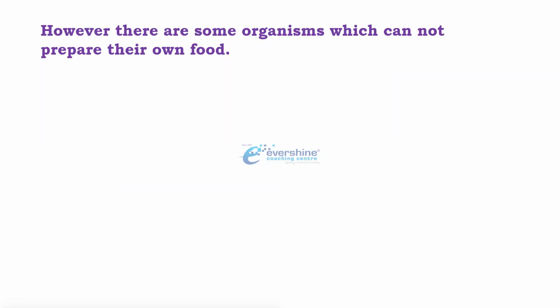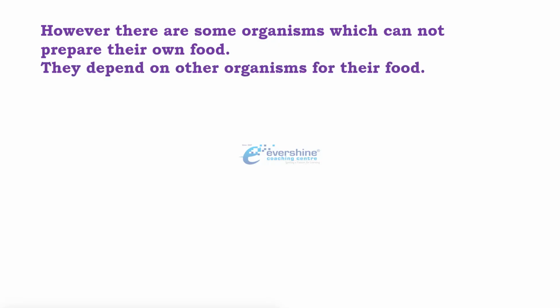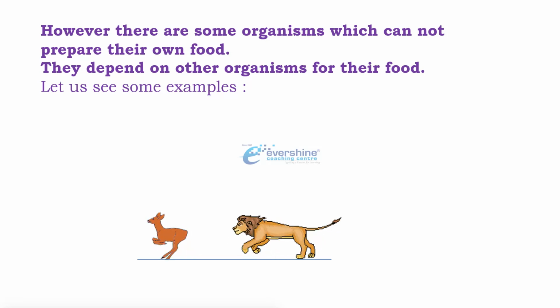Now, however, there are some organisms which cannot prepare their own food. They are depending on others. They are not preparing their own food. They are depending on others. Understood? Then such organisms are known as heterotrophs.